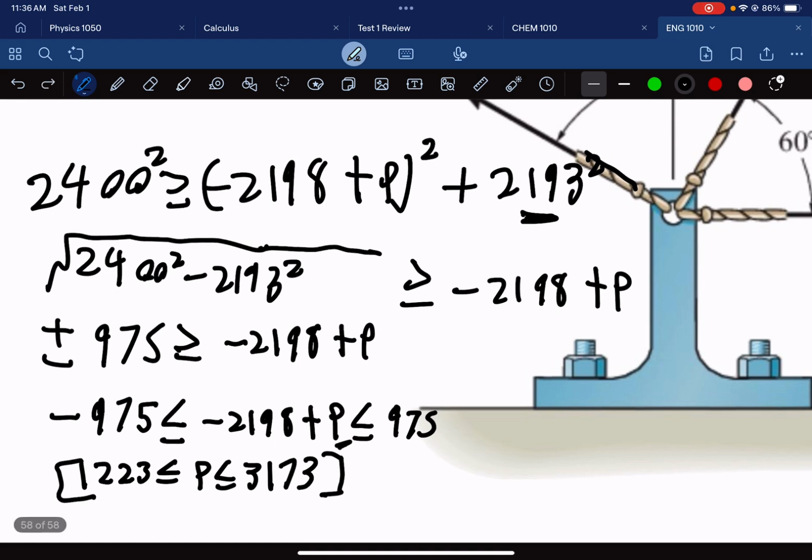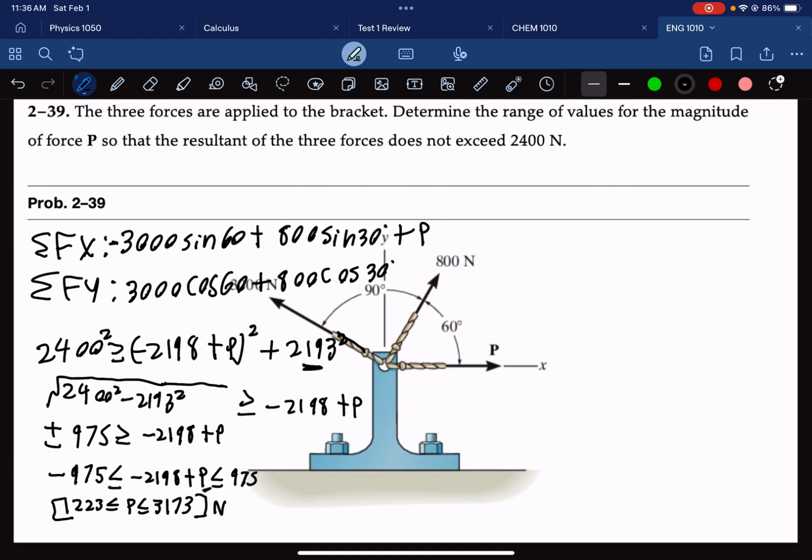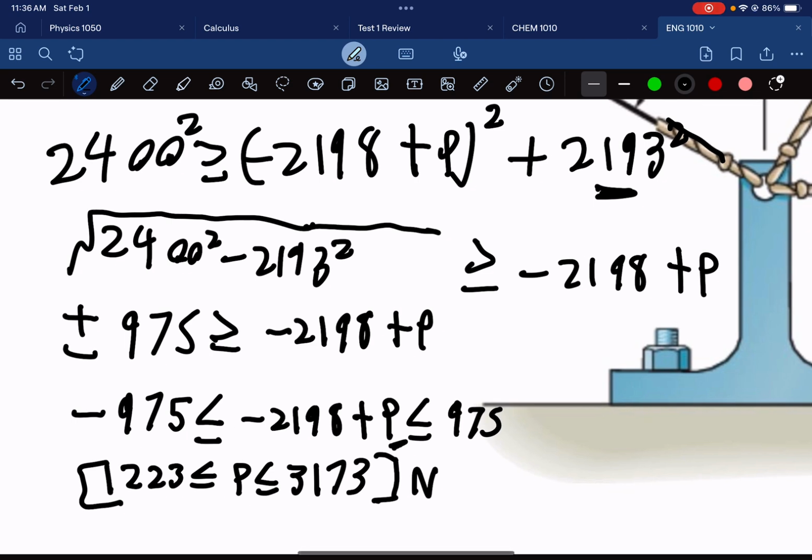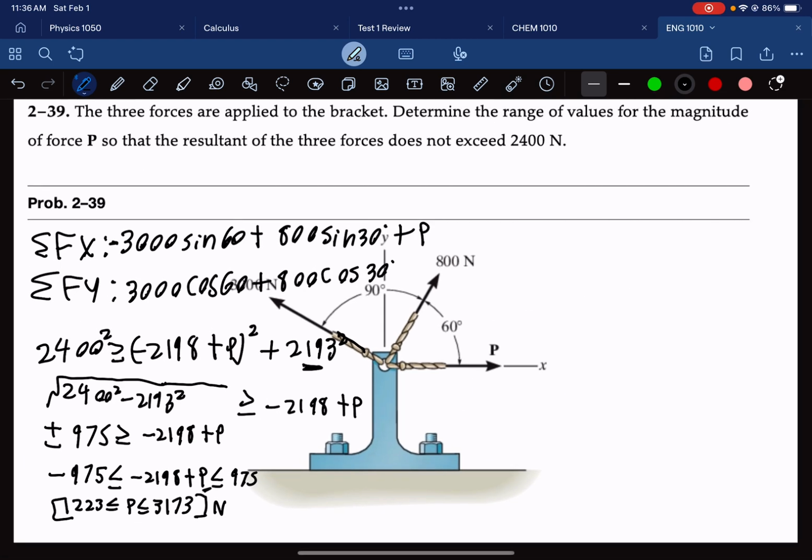because for the resultant to not exceed 2,400 newtons, P needs to be in between 1,223 to 3,173 newtons. And yeah, you can check your book, but that's the answer.